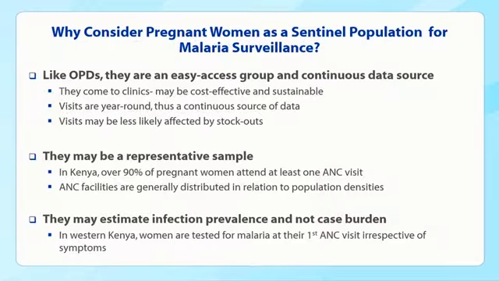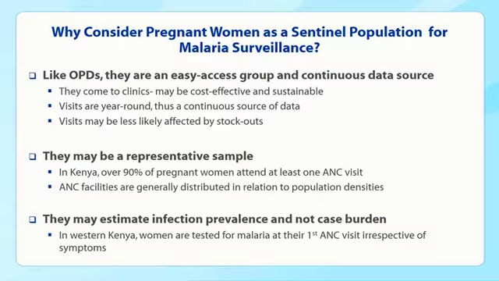So getting back to the whole point of this talk, why would we consider pregnant women as a sentinel population for malaria surveillance? And like OPDs, women attending antenatal clinics, they're an easy access group, right? Women are getting pregnant every day of the year. They're coming for antenatal clinic visits. They come to you, which makes it less expensive and therefore more cost effective. As I mentioned, these visits are year-round, and maybe potentially is a difference to other outpatient department visits.